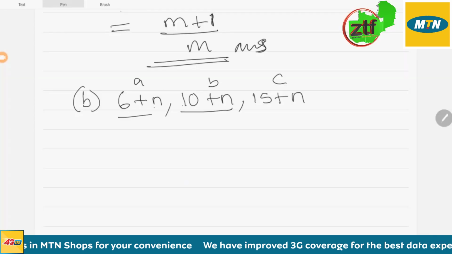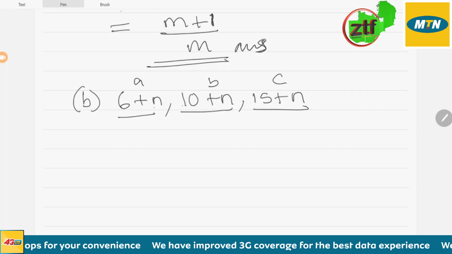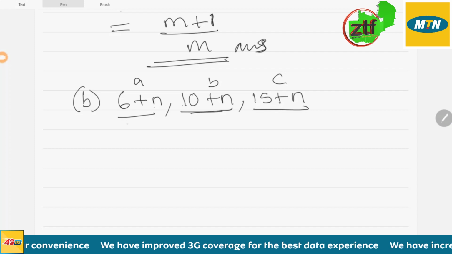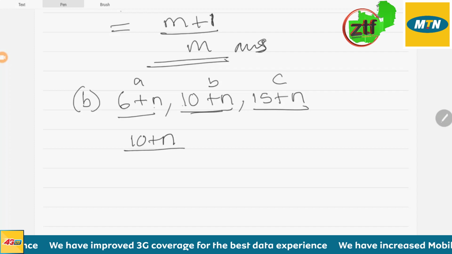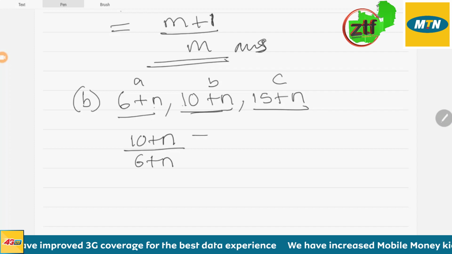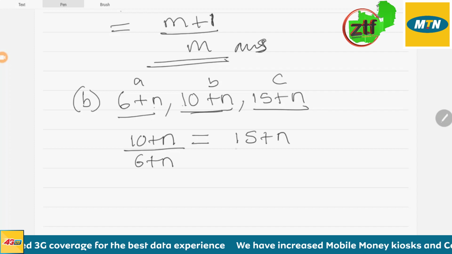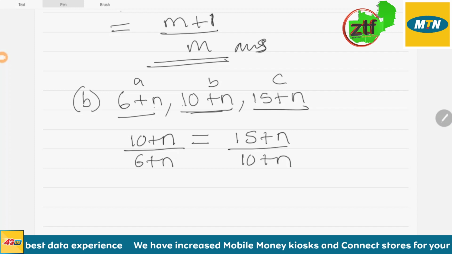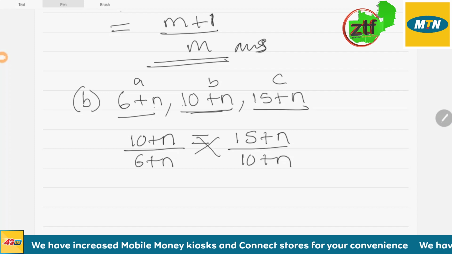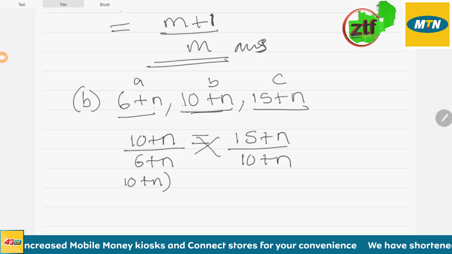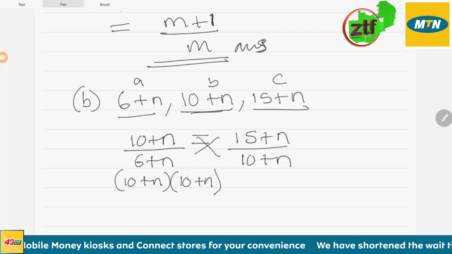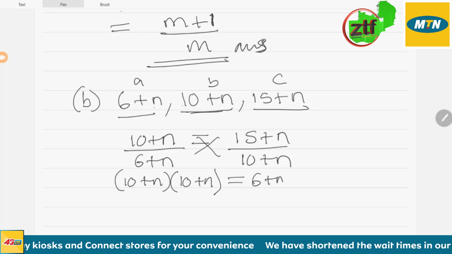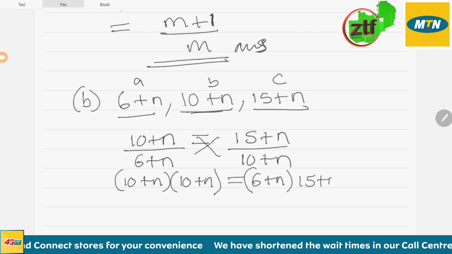How do we find the common ratio? The second term divided by the first term equals the third term divided by the second term. So what am I saying? What I'm saying here is that 10 plus n divided by the first term, which is 6 plus n, will be the same as 15 plus n divided by the second term, which is 10 plus n. But in this case, we've been asked to find the value of n. So we are going to cross multiply this so that we have 10 plus n multiplied by 10 plus n equals 6 plus n multiplied by 15 plus n.